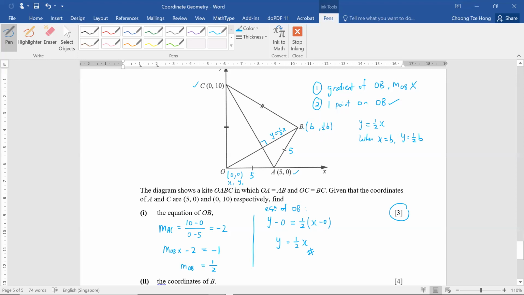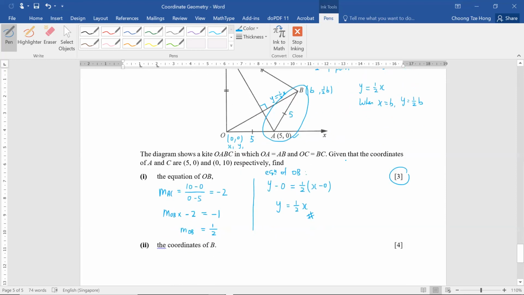So now I only have one unknown. I can formulate an equation using this piece of info, and then I can solve for B, and then I'll be able to find the coordinates of point B. So basically that's the approach that I'm going to take. Do refer to the question inside your 10-year series.